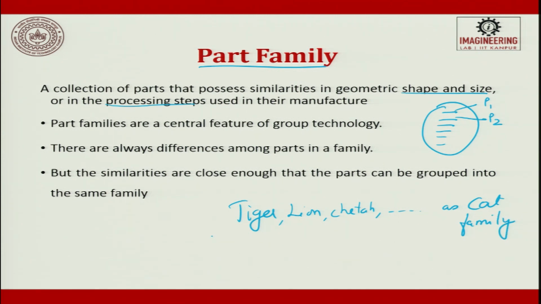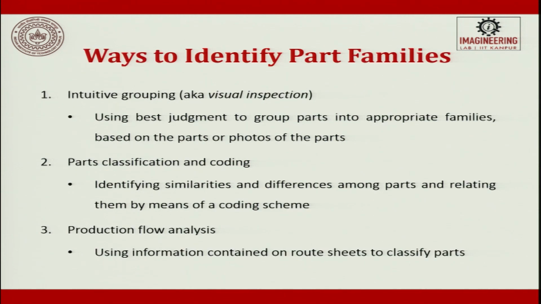Look at it, 4 legs are there, and we put all of them, they have a tail, all of them, but individually if you see, all these fellows have different variation. So, family is some similarity, but part to part you can have variation. What are the different ways to identify part family?